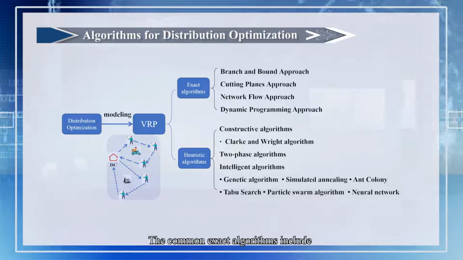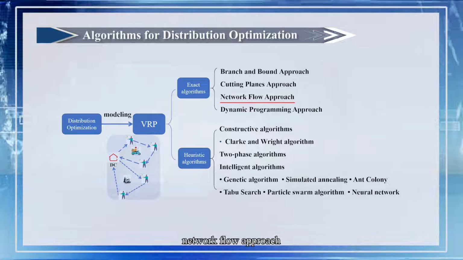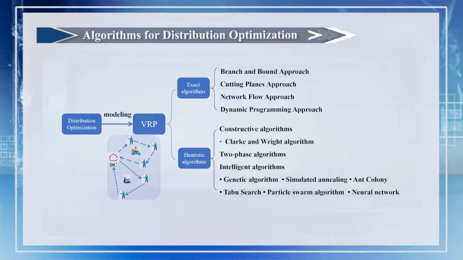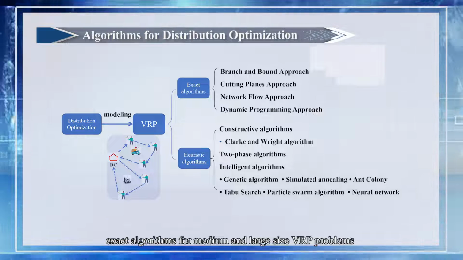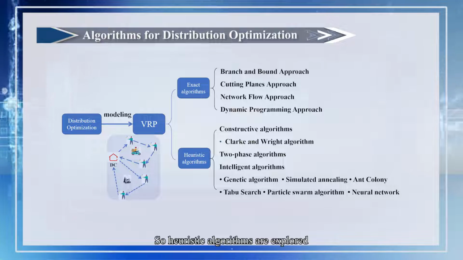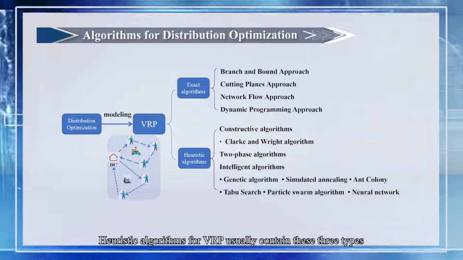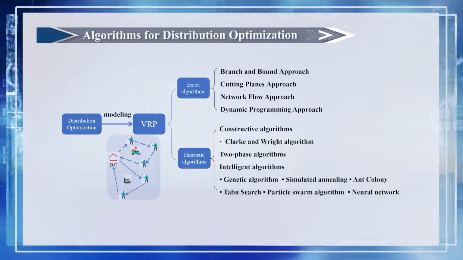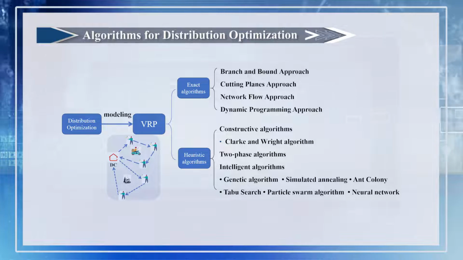The common exact algorithms include branch and bound approach, cutting planes approach, network flow approach, dynamic programming approach, and other unlisted approaches. Since VRP is NP-hard, exact algorithms for middle and larger size VRP problems are always not efficient. So heuristic algorithms are exploited to obtain near-optimized solutions. Heuristic algorithms for VRP usually contain these three types. We will roughly present all these algorithms and introduce one or two of them in detail.